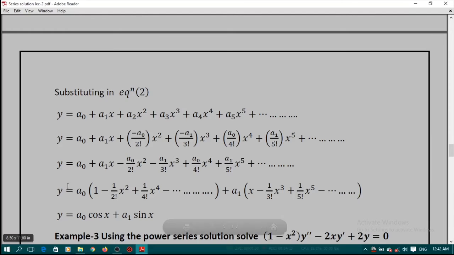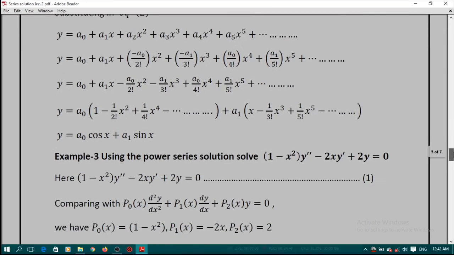So here you can observe we have terms which contain a0 and we have terms which contain a1. So after separation we get y is equal to a0 in a bracket 1 minus x square by 2 factorial plus x raised to 4 by 4 factorial minus so on, plus a1 into x minus x cube by 3 factorial plus x raised to 5 by 5 factorial minus so on. So this is the power series solution of the given differential equation.